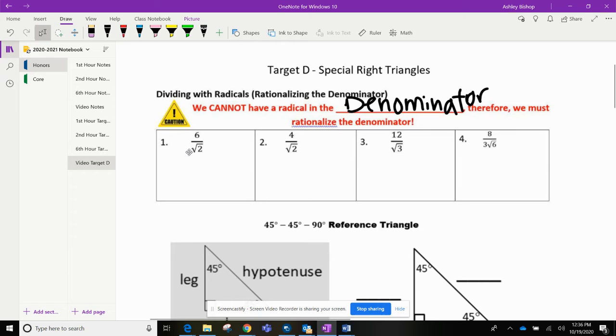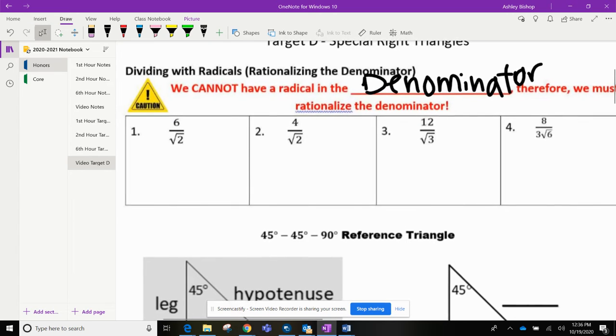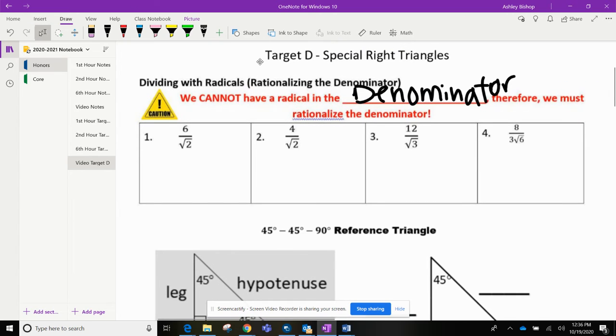And so we're gonna go over some math skill that you may or may not have heard of before that will help us with special right triangles, and that is called rationalizing the denominator. So we are not allowed to have a radical in the denominator. And so we have to follow a couple steps to make sure that that doesn't happen.